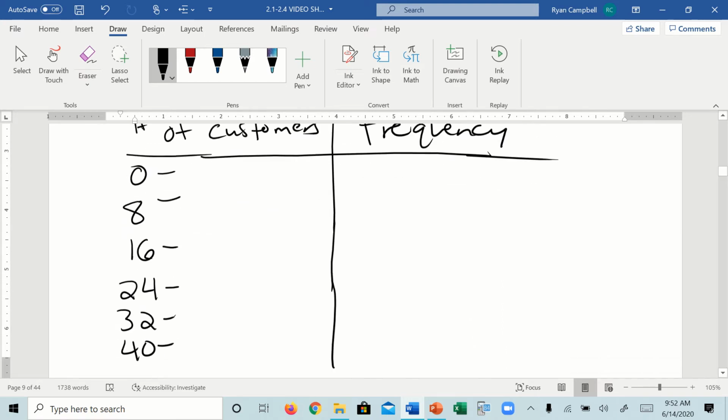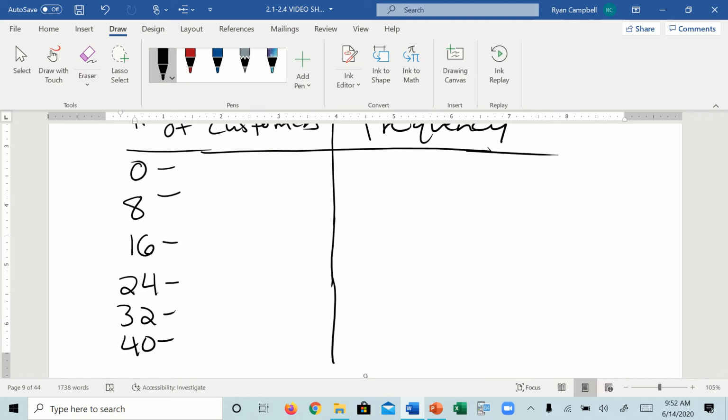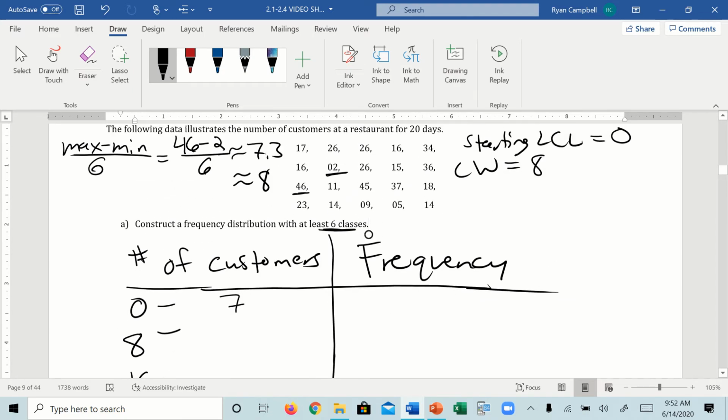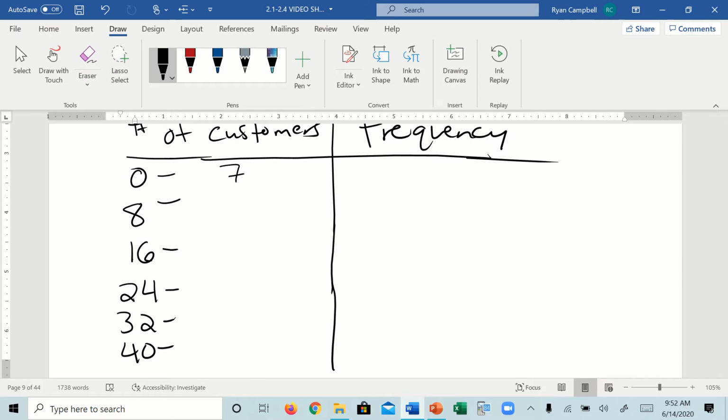All right, so now we got to figure out what is the upper class limit. So remember, you just subtract 1 from it. So what's before 8? 7. And remember, since these don't have any decimals, our data shouldn't have any decimals either. What comes before 16? 15. So we can either do it that way, or we can start adding by 8s, right? So if you add 8, you get 23. Add 8 again, 31. Add 8 again, 39. 8 again, 47.